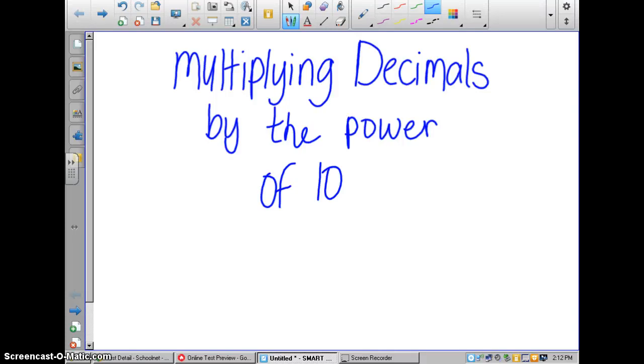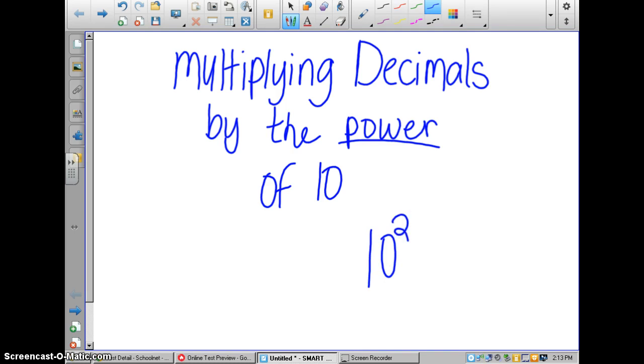We're going to take a look at how to multiply decimals by the power of 10. Before we take a look at some practice problems of multiplying by the power of 10, I want to remind you of a few things, okay? This word power, what it means, okay? That's another word for exponent. I hope you can remember a little bit about exponents.